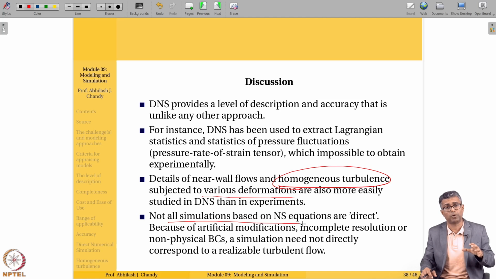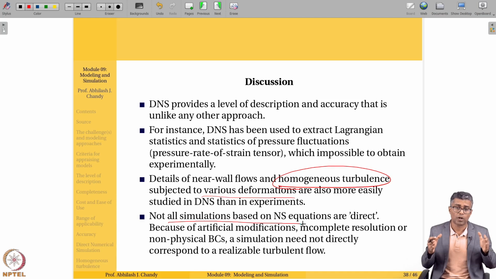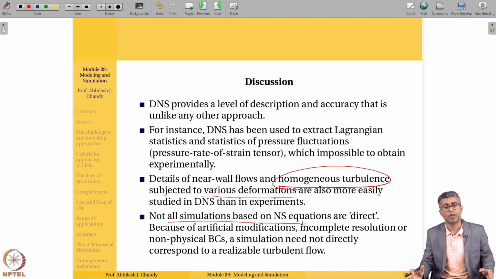So not every problem can provide the boundary conditions easily from experiments, and sometimes you have to make some approximations. When you make approximations, comparisons between computations and experiments may not match as well, so then you have a problem, right? So that's what we mean by not all simulations based on Navier-Stokes equations are direct. They are direct only to the extent that you're solving the equations exactly, resolving it to the finest scale. But there is still a matter of the boundary conditions. Where are you getting those boundary conditions from? Are they exact? Only when those are exact does it become fully, completely direct. I hope you're following me here.